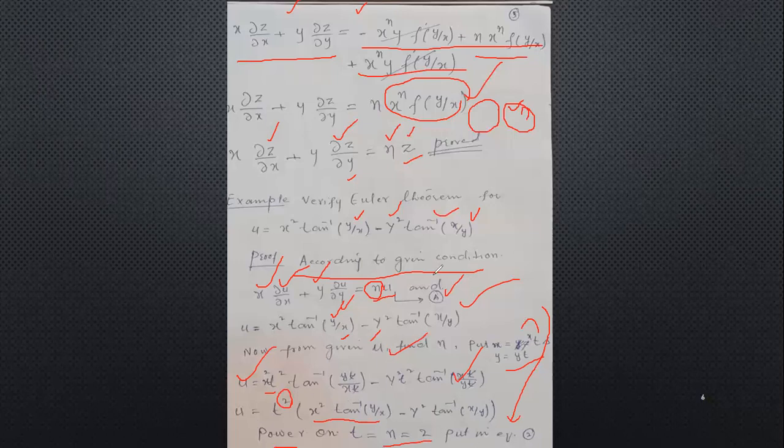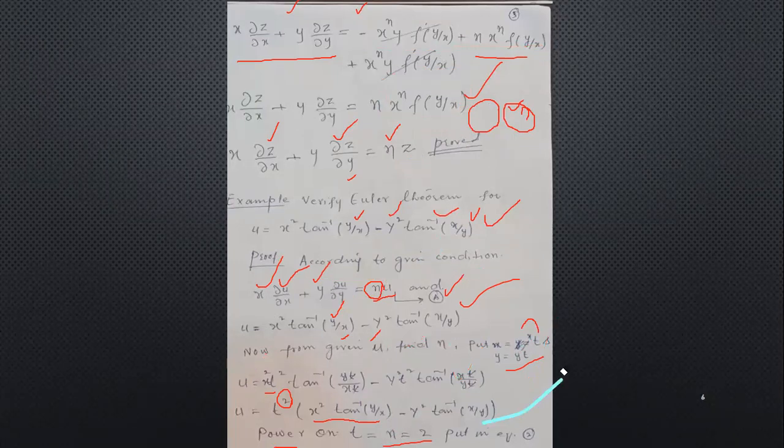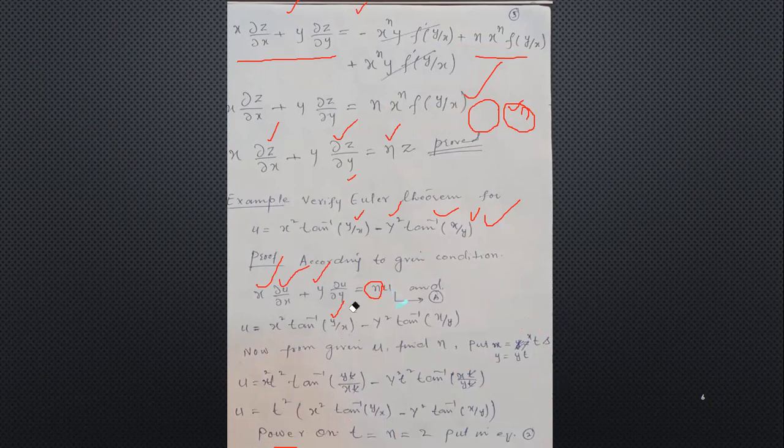So now we substitute 2 here, and after that we get 2u. It means in this condition we have to prove that the left hand side equals 2 into u, where u is this term. So in this way we find the value of n.